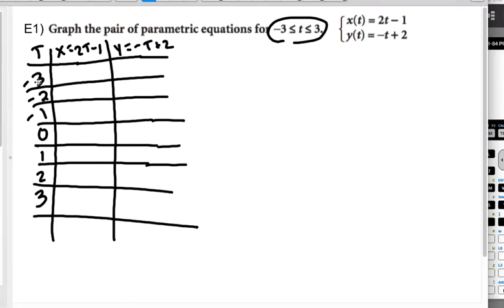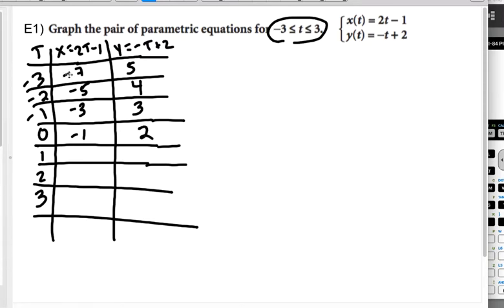Anyway. All right, so when I plug -3 in, I'm going to get -6 minus 1, which is -7. When I plug in -3 here, I'm going to get a 5, so -7 comma 5, because of the negative of the -3. When I plug in -2, I'm going to get -4 and a -1, so that's a -5. Plug in -2 here, and I'm going to get a 4, because it's +2 plus 2. -1 is going to give me a -3. -1 here is going to give me a 3. When I plug in 0, I'm going to get a -1 and a 2.